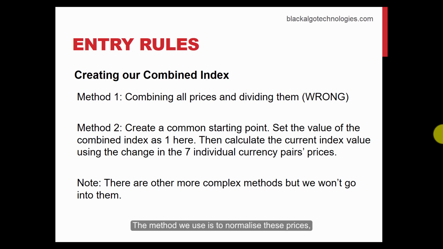The method we use is we need to normalize these prices so that they are on an equal footing of sorts. So method 2 is our method. We create a common starting point. We choose a value in the past, 5 days ago, 10 days ago, 20 years ago, whatsoever, or even a year ago. And that point will be our starting point. That point will be the starting point of our combined index. And we set that value as 1. Then we calculate this value as the time goes by. And we calculate it based on the change in prices of the 7 currency pairs.